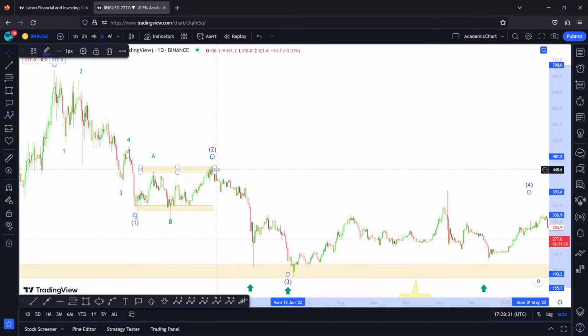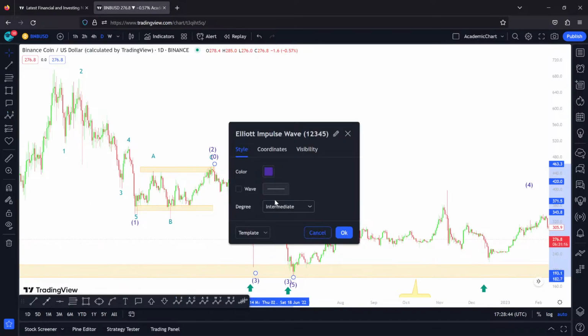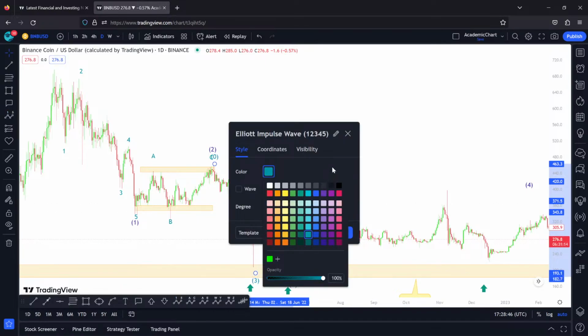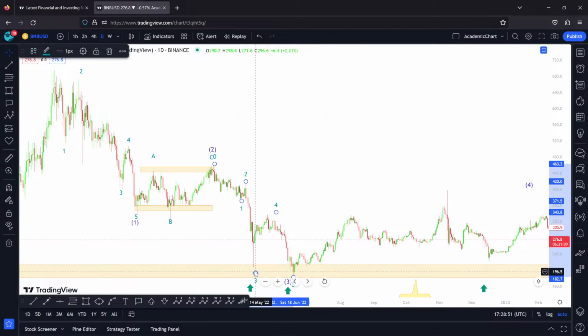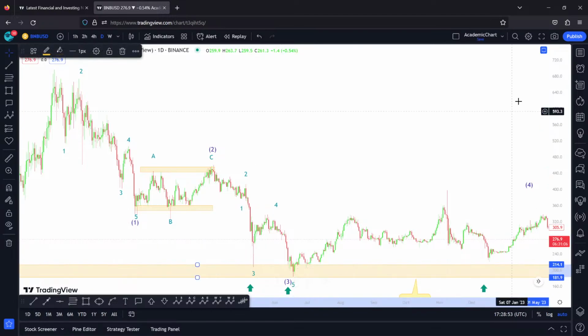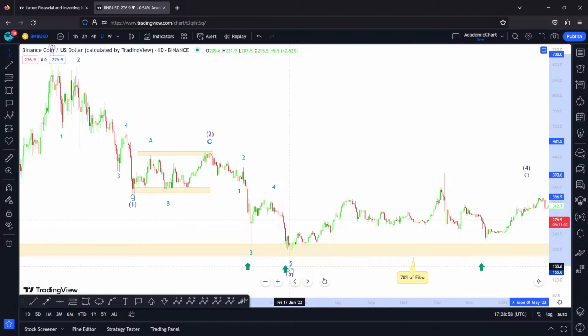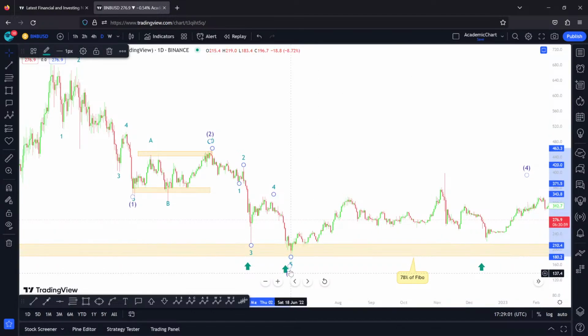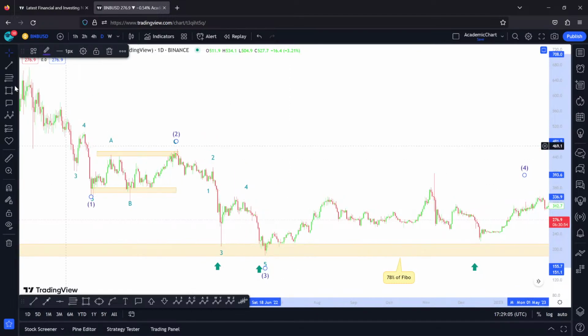I can say the minor waves are going to be 1, 2, 3, 4, 5. Let's change the color to something like this, and these to be a minor wave. The reason that I'm counting these as such is just because of the behavior. That is all about price action. Just looking at the action of the price is going to tell us a lot of things.